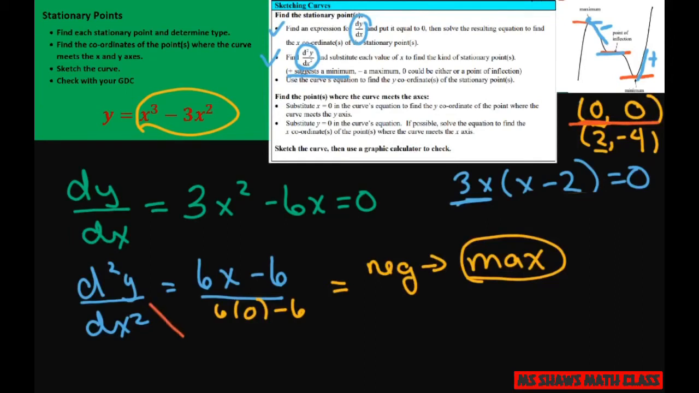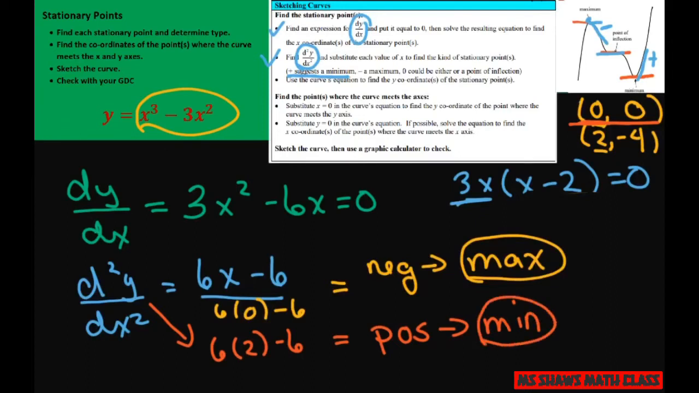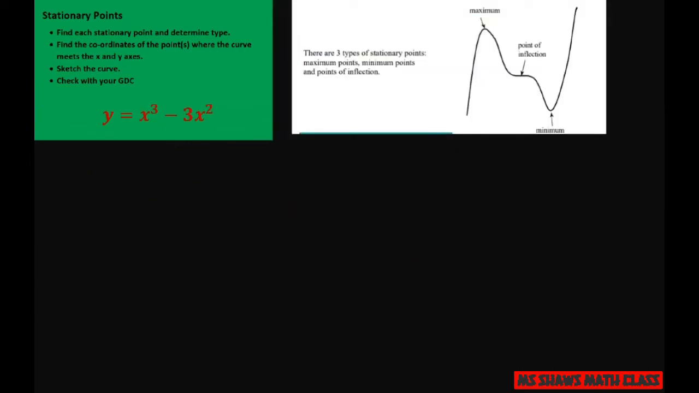Now let's do the same thing and plug in 2. So that's going to be a positive 12 minus 6. So that's going to suggest a minimum value. All right. Since one's positive and one's negative, we don't have points of inflection there, since we didn't get 0. So now let's go ahead and find our x and y intercepts.